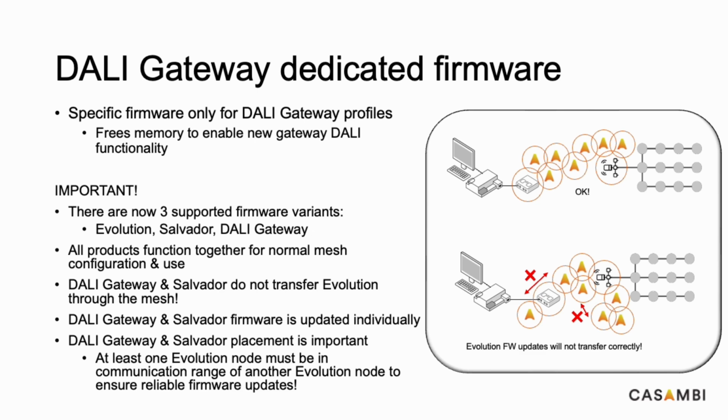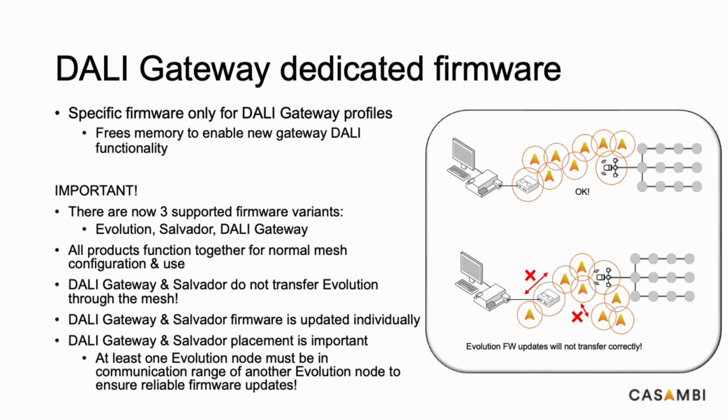So the diagram on the right just gives an example of the different sorts of placement. If you've got where the red X's are, you can see that if you updated the normal Evolution device in the bottom left of the bottom image, it wouldn't transfer the Evolution firmware update through the DCS DALI gateway to the rest of the network. Whereas in the top option, where all the Evolution-style firmware devices can basically hear another device, then it will transfer okay.